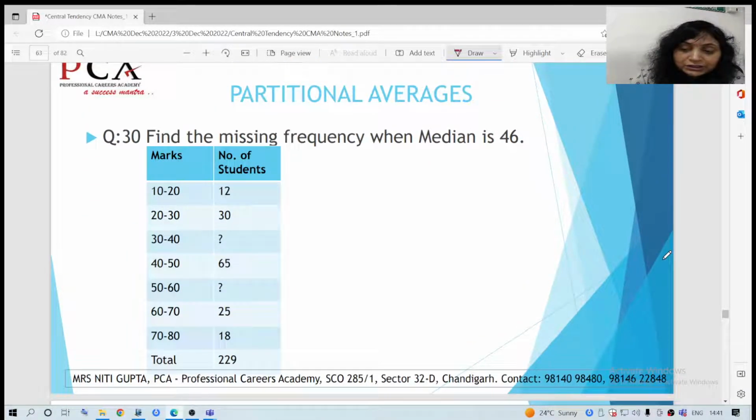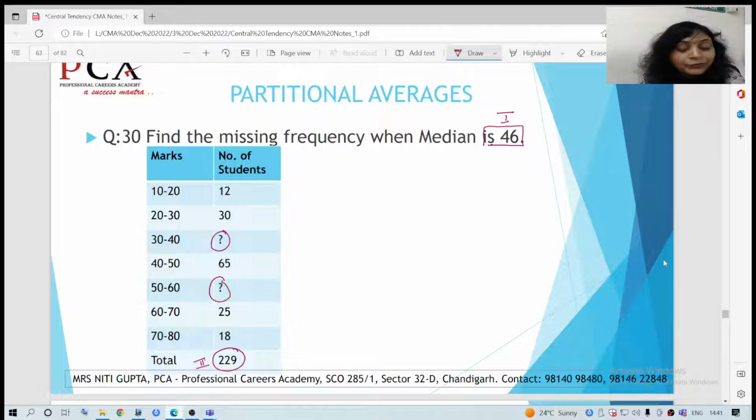Now in this question there are two missing frequencies. Definitely when there are two missing frequencies, we need two parameters. So let's read the question to identify which parameters have been given to us. Find the missing frequency when median is 46. The first parameter is median, and if I look at the figures, the second parameter is total number of items. So again the missing frequencies will be taken as x and y.